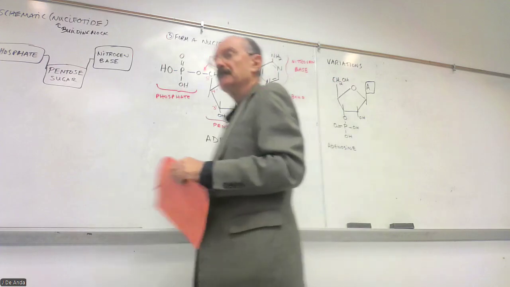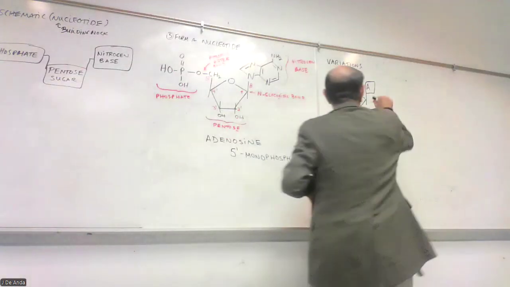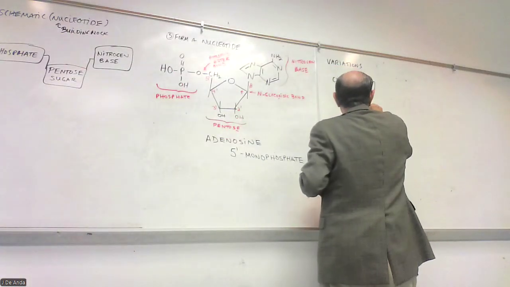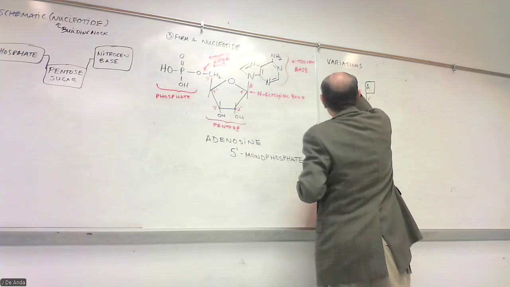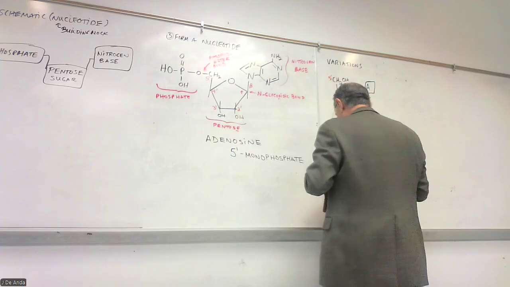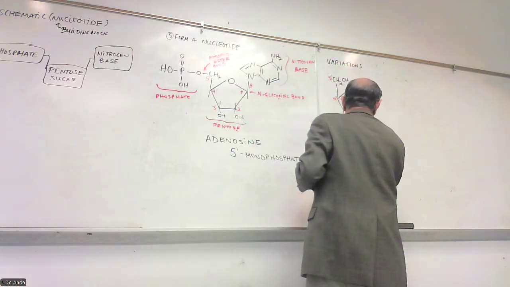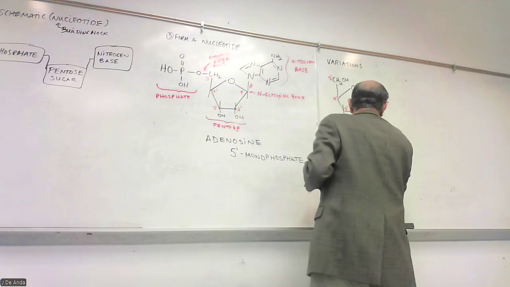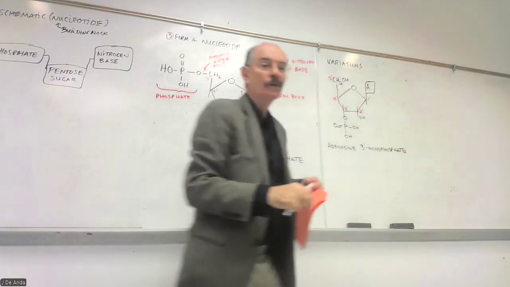And in the spirit of the numbering system that I just showed you, remember this is 1 prime, 2 prime, 3 prime, 4 prime, 5 prime. So this would be adenosine 3 prime monophosphate. A whole different thing here.